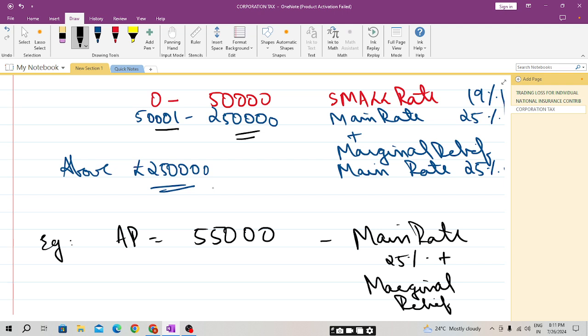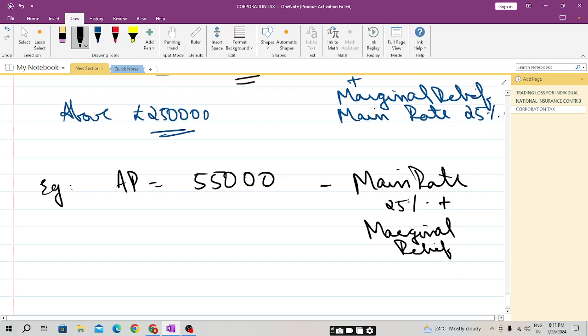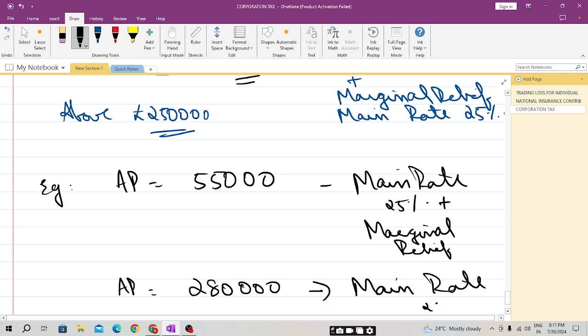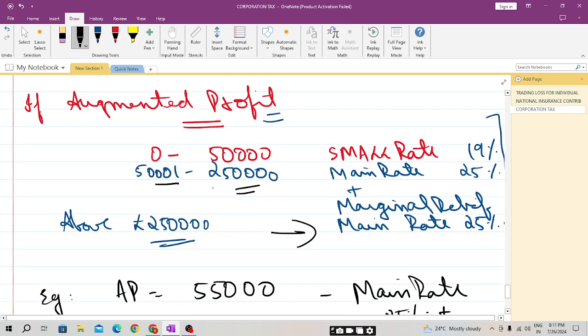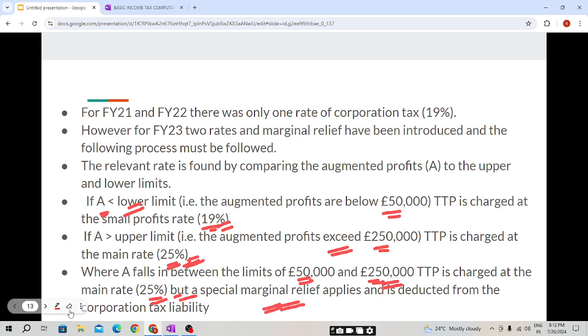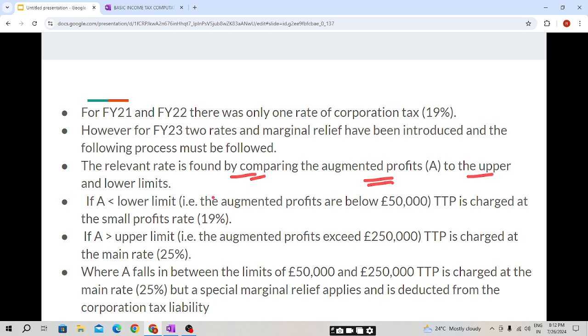The augmented profit will be compared to the statutory limit to identify a single tax rate. So let's take an example. If our augmented profit is 80,000 pounds, it will be taxed at the main rate of 25%. As the augmented profit is above 50,000, it will be paid at the main rate. I hope this is clear. The relevant rate is found by comparing the augmented profits to the upper and lower limits.